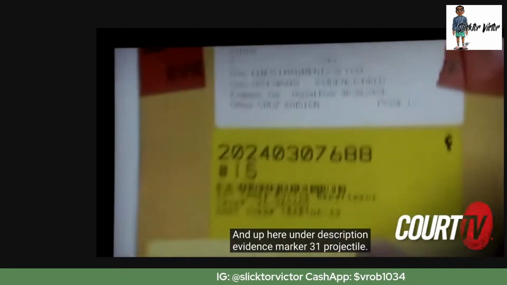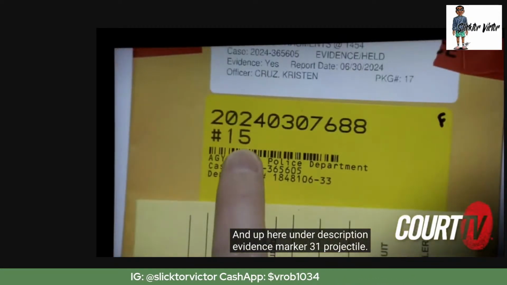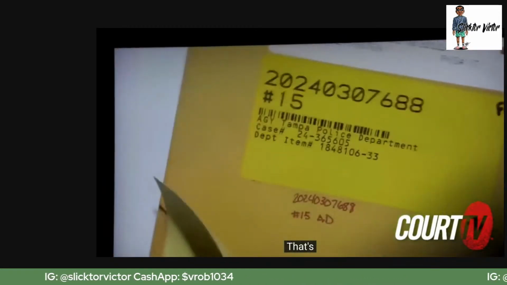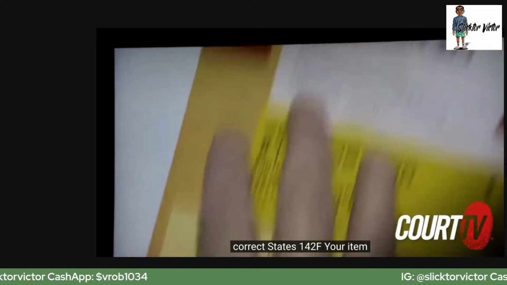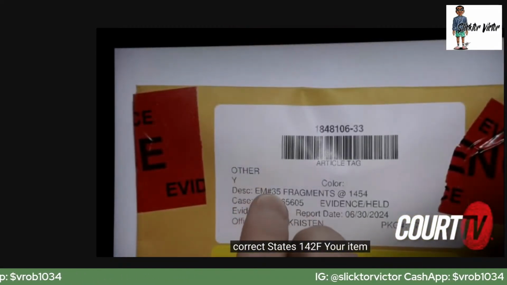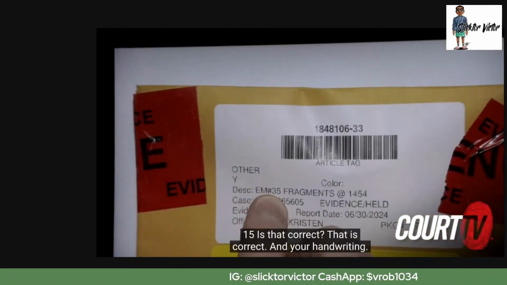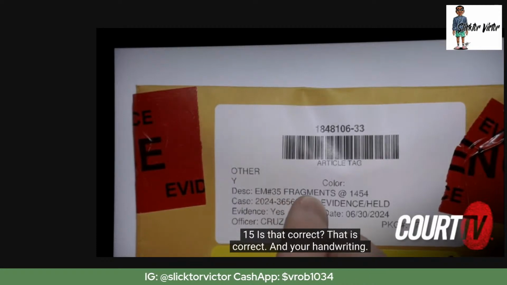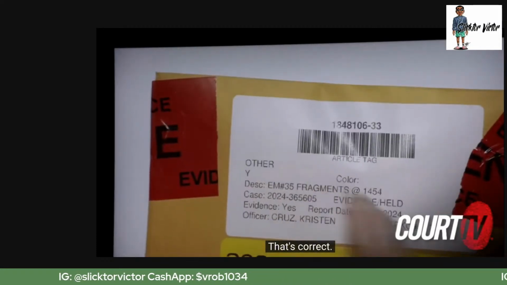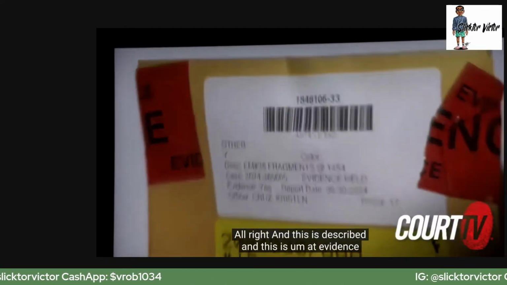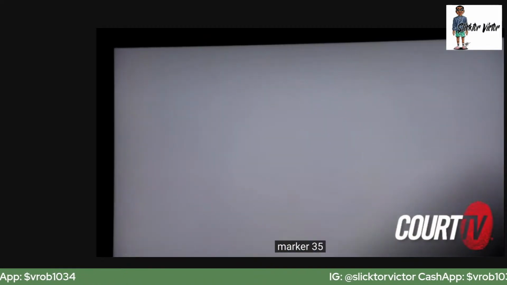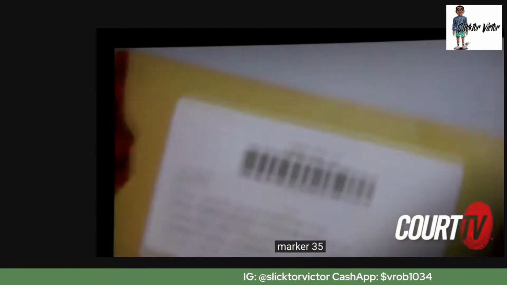States 142F, your item 15, is that correct? That is correct. And your handwriting? That's correct. And this is described at evidence marker 35, fragments. Yes. And these white labels were attached by the submitting agency? That's correct. Those are agency labels, and that's the Tampa Police Department, obviously. Yes.